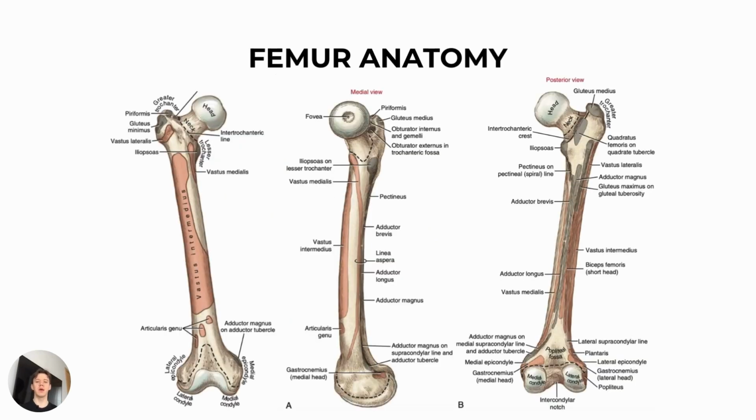Okay, so talking about femur anatomy, we know that the femur is the longest bone in the body, so there is a correlation between its size and stride length. The longer femur you have, the longer stride potentially you will have during your gait or running.